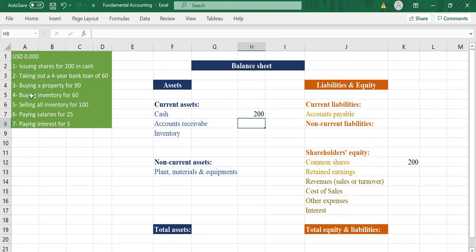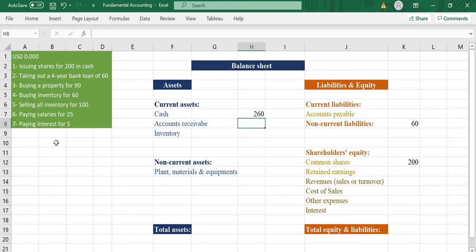Second, the company is borrowing a 4-year bank loan of 60. Since that amount has maturity of more than 1 year, we take it into account as non-current liability, which equals 60. And the company's cash also increased by 60.